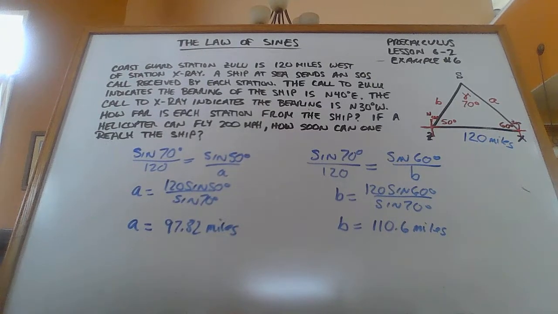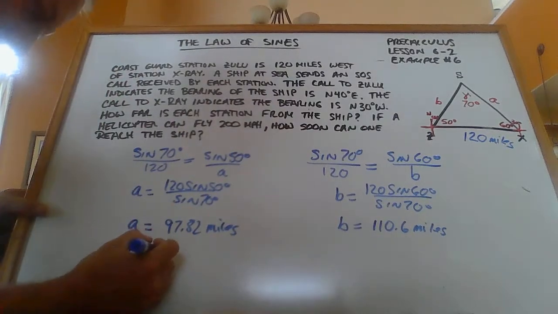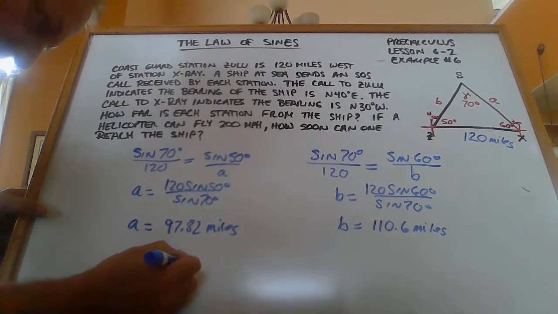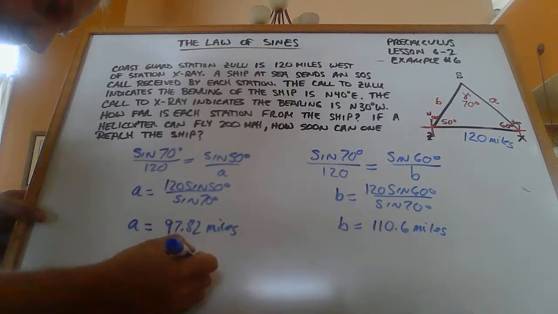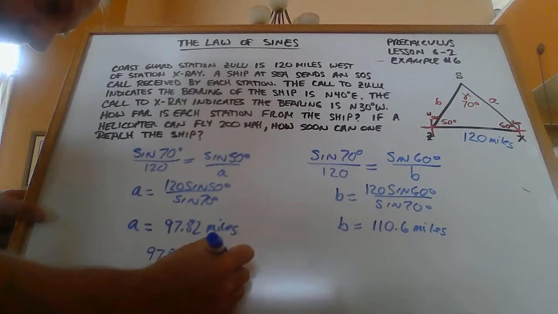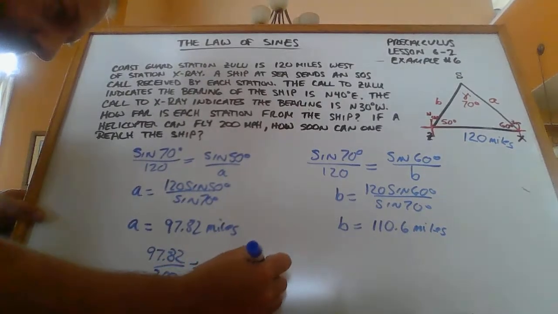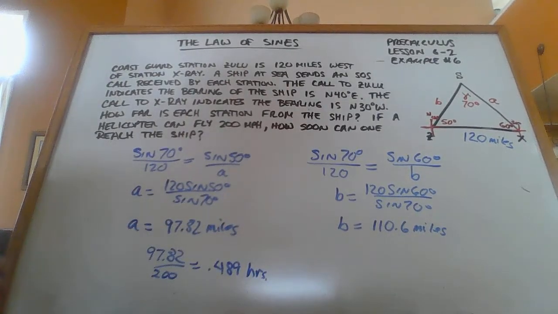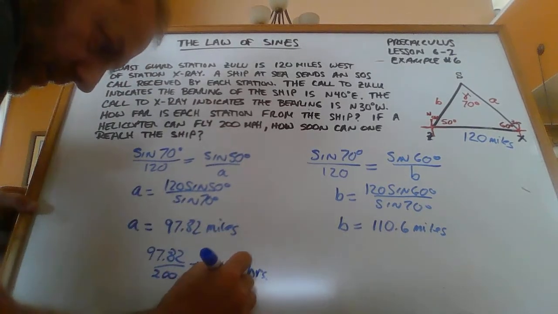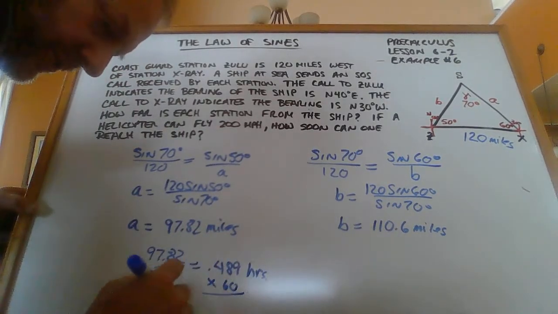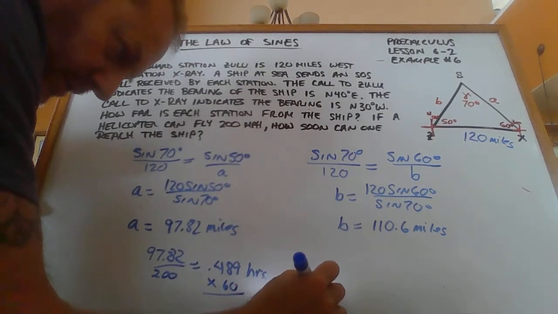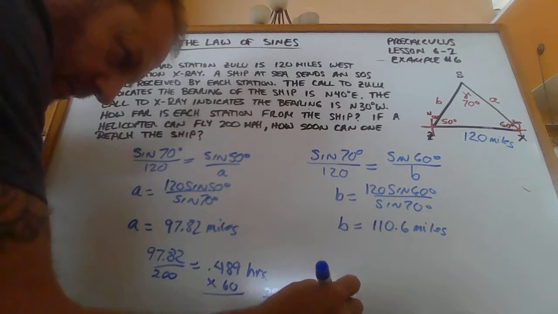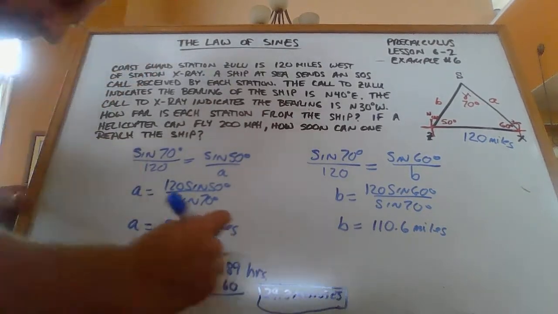And since it has to go 97.82 miles and it can go 200 miles an hour, that would be 97.82 divided by 200. And that comes out to be, it's going to take 0.489 hours, which really doesn't mean much to most people. So we'd multiply that by 60. And that tells me it's going to take 29.3 minutes for the helicopter. That's the soonest the helicopter could be there.